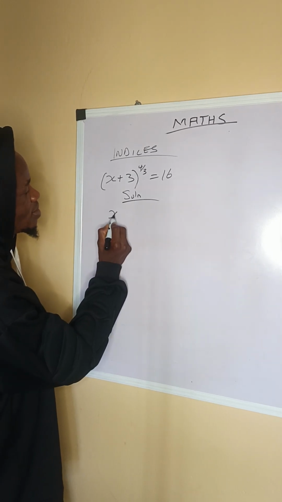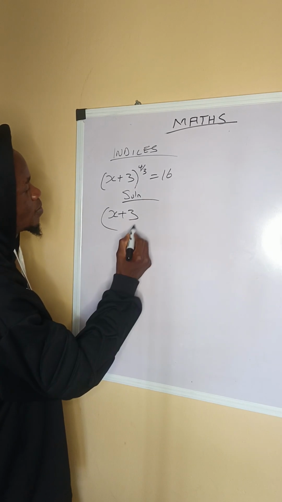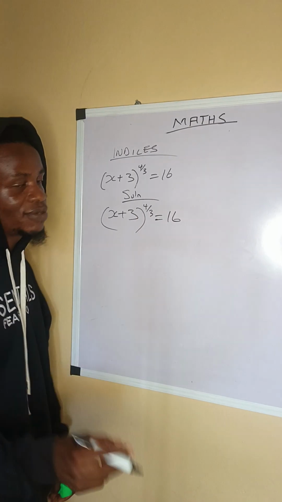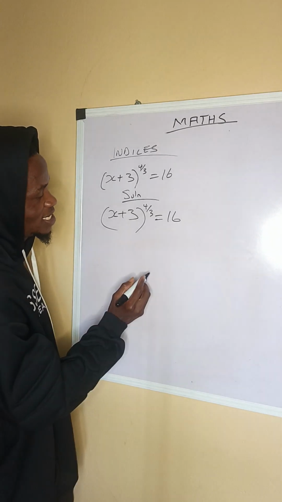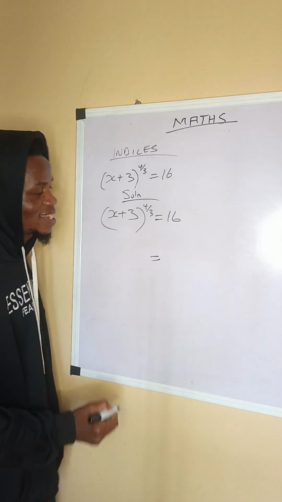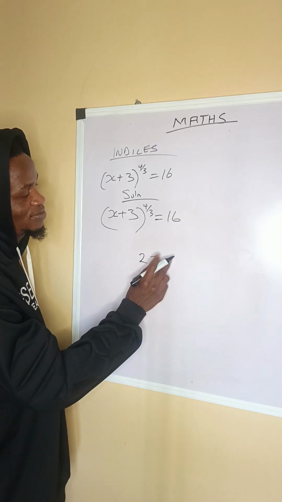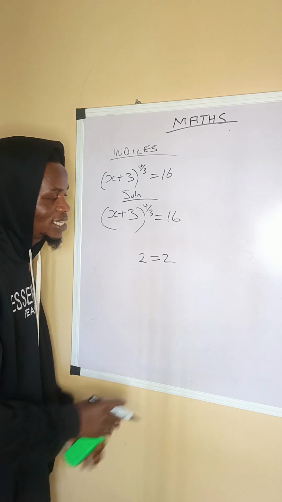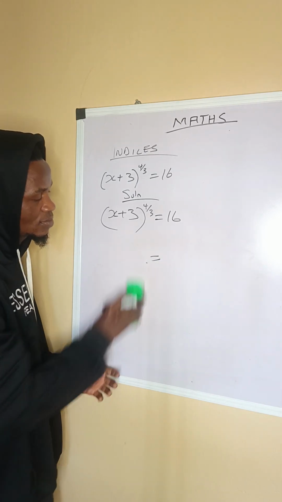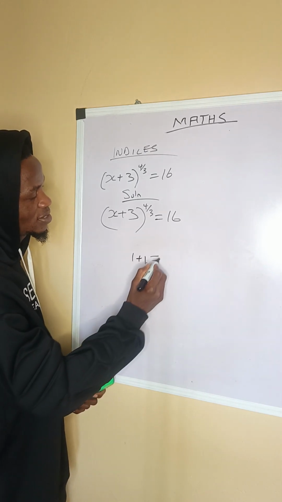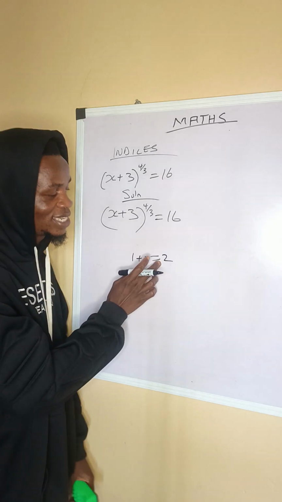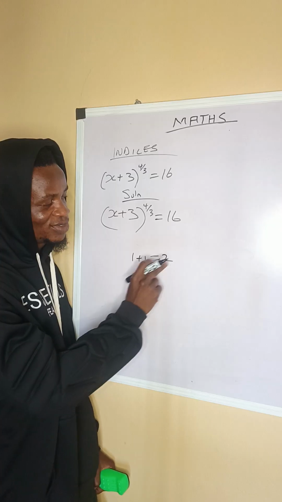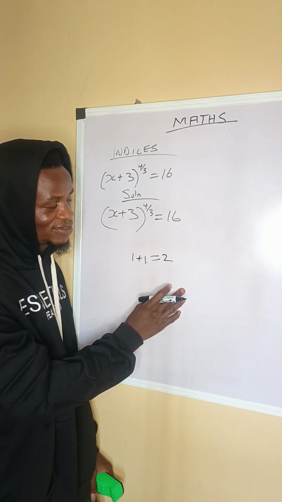I will bring the question down like this: (x + 3) raised to the power of 4 over 3 is equal to 16. Now remember, if we have this equal sign here and we want to get 2 here, our answer on the other side is supposed to be 2. It is the same thing as writing 1 + 1 is equal to 2. This sign here is not just an ordinary sign. It is telling you that what is on the left hand side is equal to what is on the right hand side.